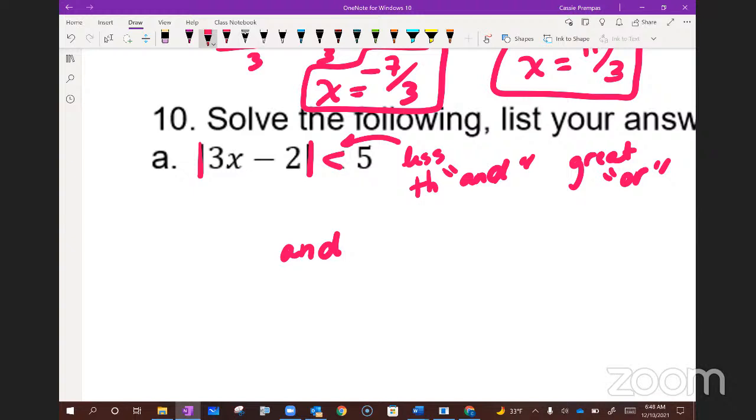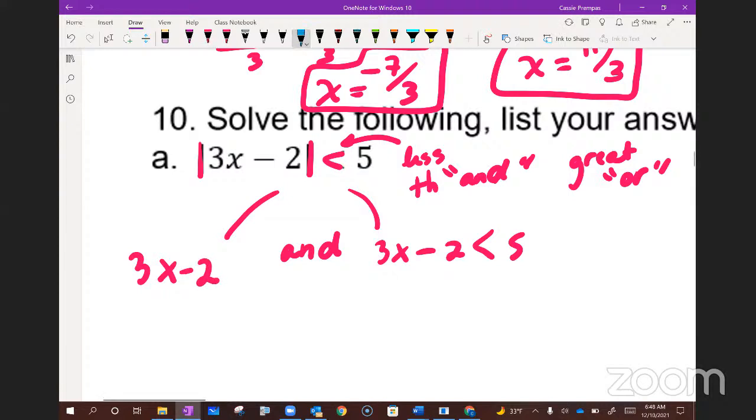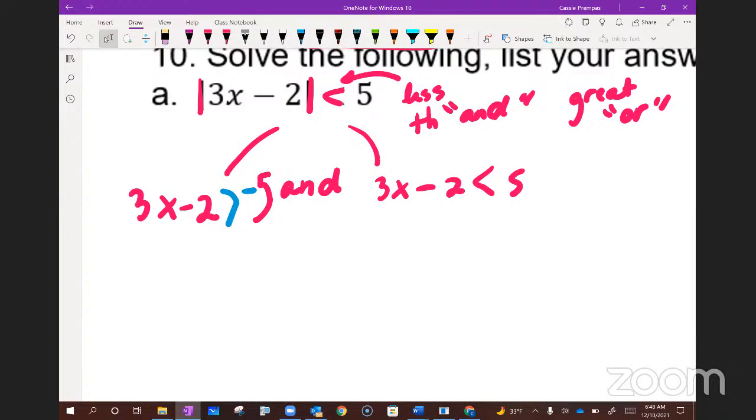After you have your word set, then we're going to set up our 2 inequalities. The one on the right is exactly what you see without the absolute value. The one on the left, we take the 3x minus 2, but we're going to flip the inequality symbol and flip the sign of the number, because now we're dealing with the negative direction away from 0 on a number line. Now I solve for both.